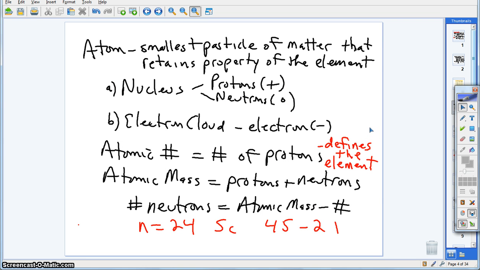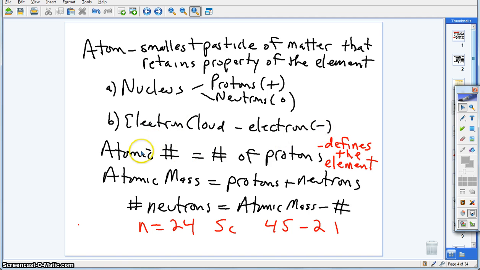So atoms are the smallest particle of matter that retains the property of that element. When we get down to the atomic level and actually look at the subatomic particles, there's 3 that we're going to look at. In the nucleus, there's 2. There's the protons, which have a positive charge, neutrons, which are neutral, and then outside those in the electron cloud, or sometimes referred to as the shells, there's the electrons, which are negatively charged.